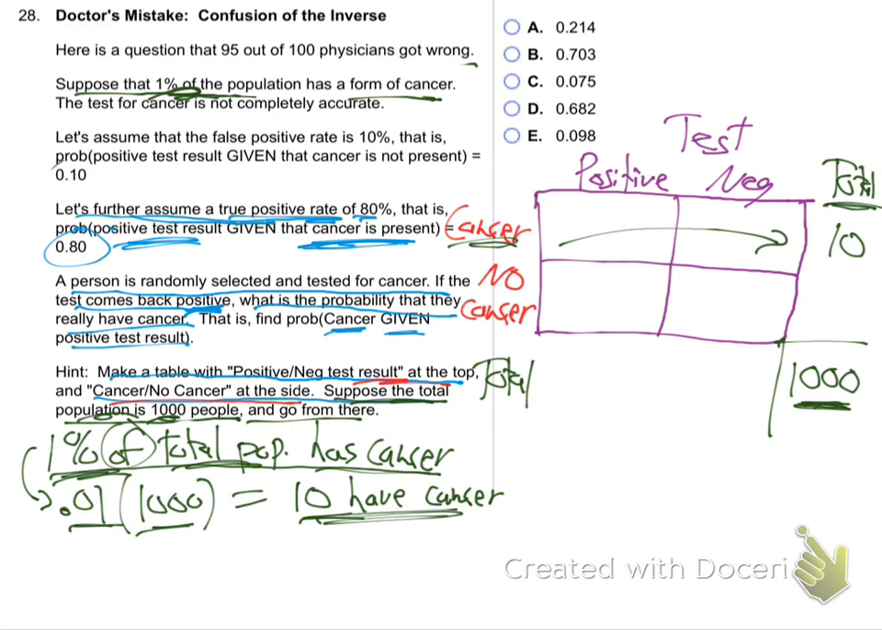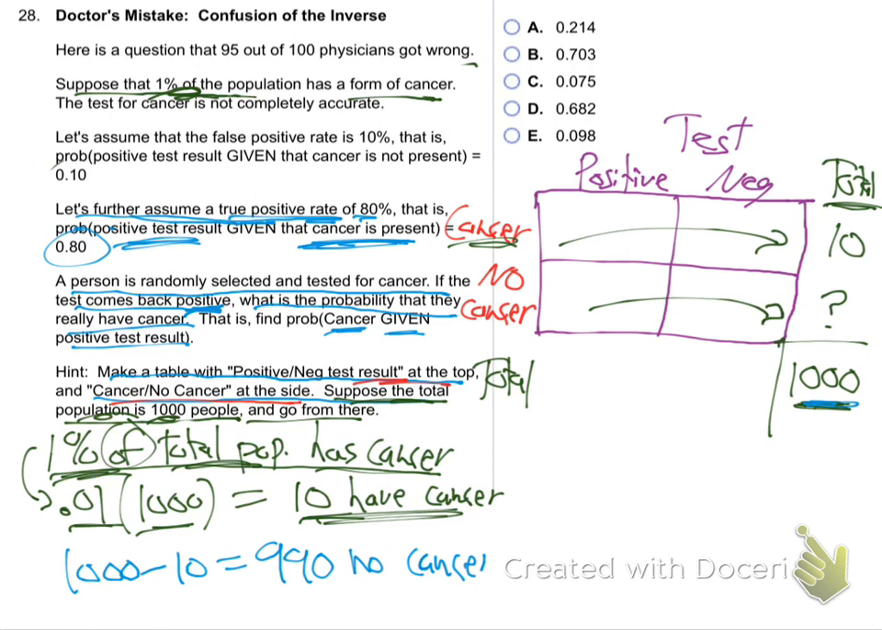Now we can find this number here, can't we? Because that's the total number of people that don't have cancer. So what's that got to be? 1,000 people total minus 10 is 990. No cancer. 990 total, out of the 1,000, don't have cancer. Only 10 do have cancer. Okay, now let's go back where we were.